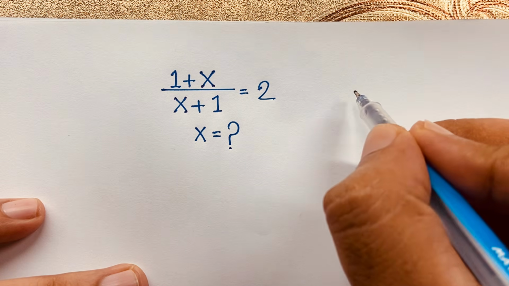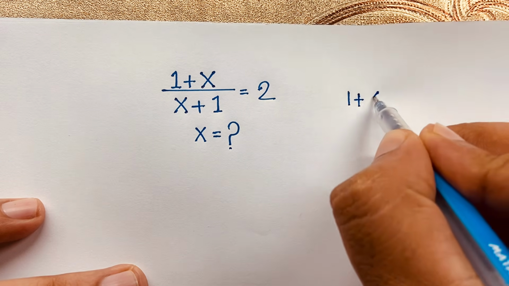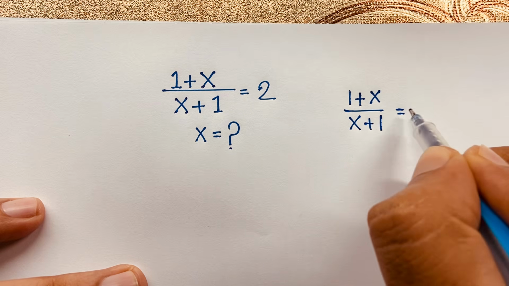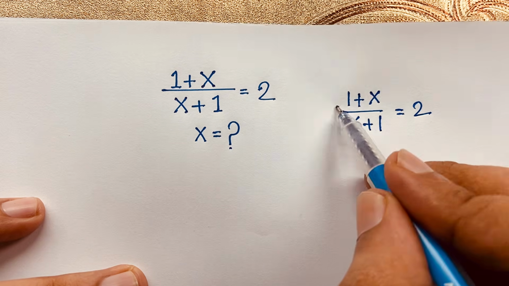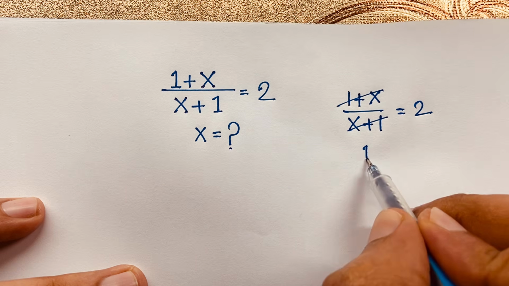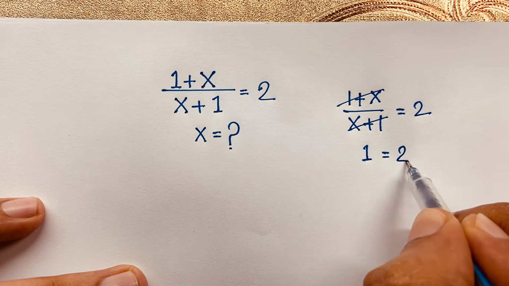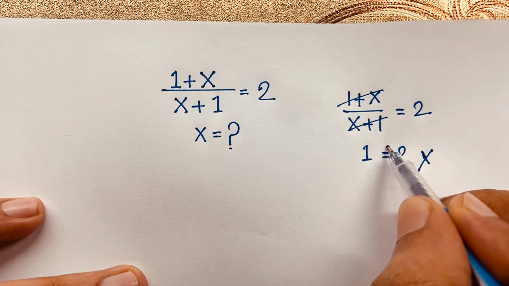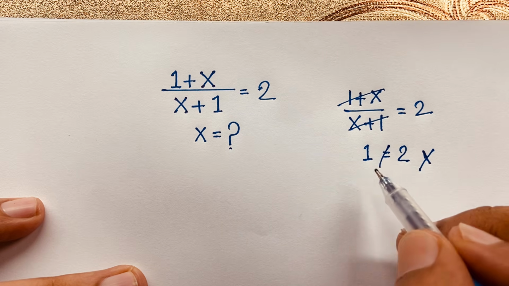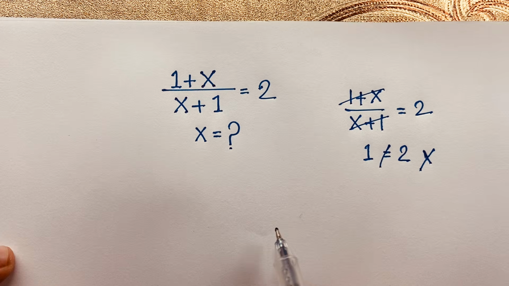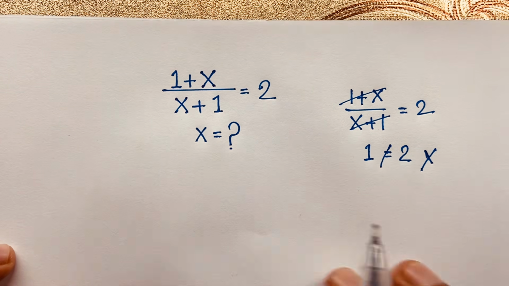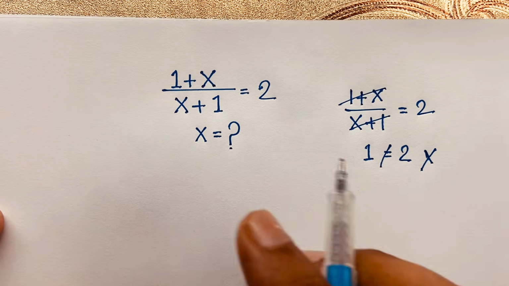First of all, if you think (1 plus x) over (x plus 1) is equal to 2, now this cancels, it will be 1 is equal to 2, so 1 cannot be equal to 2. So you can say easily you can't solve this question with this method. So how to solve this interesting math question? It is not math, it's just for fun, don't be serious.